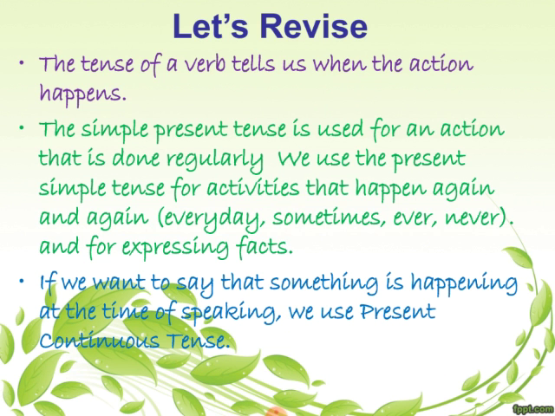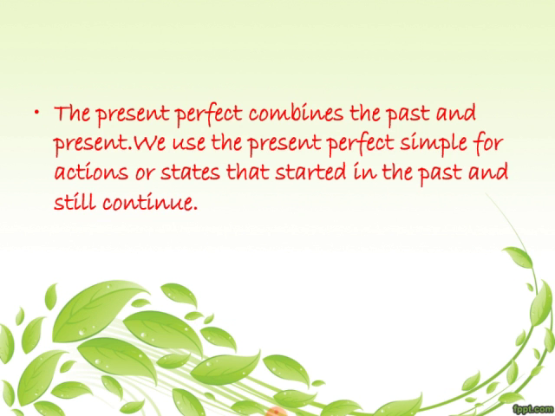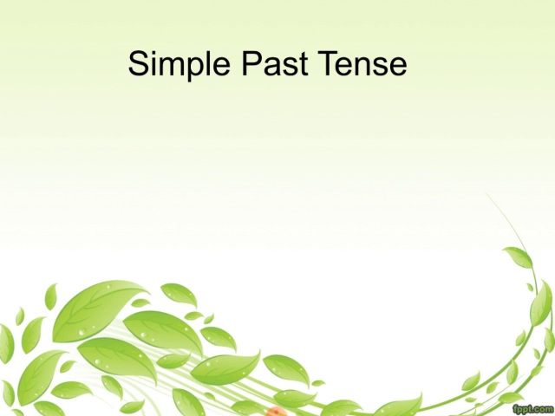If we want to say that something is happening at the time of speaking, we use present continuous tense. The present perfect combines the past and the present. We use the present perfect simple for actions or states that started in the past and still continue. For such actions, we use present perfect tense. So let's move on to simple past tense.